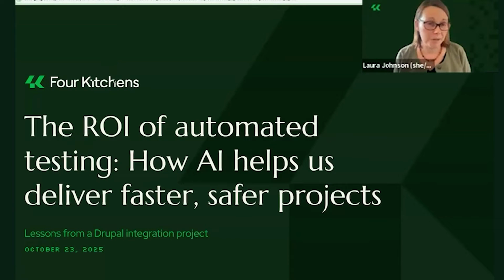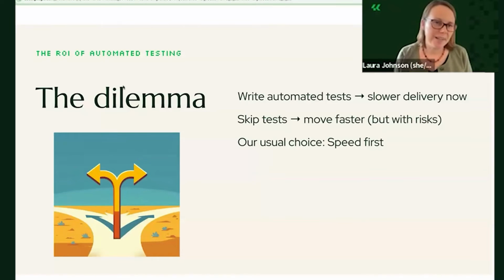This comes from a real Drupal integration project our team worked on. For those who are not familiar, automated tests are small programs that check that our code works as expected, reducing repetitive manual QA and catching issues early. Some months ago, we built a complex module that connected to an external PDF generation service. And we faced a familiar dilemma. Do we slow down to write automated tests, or do we skip them to move faster?